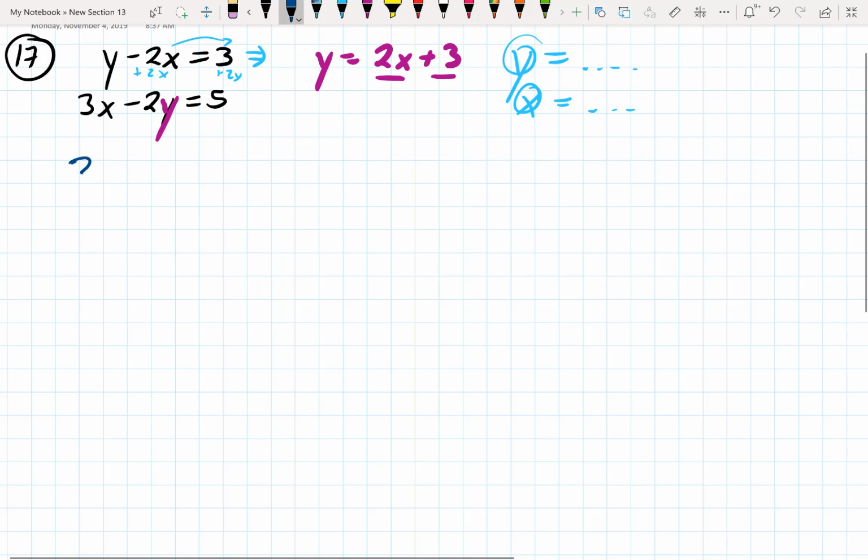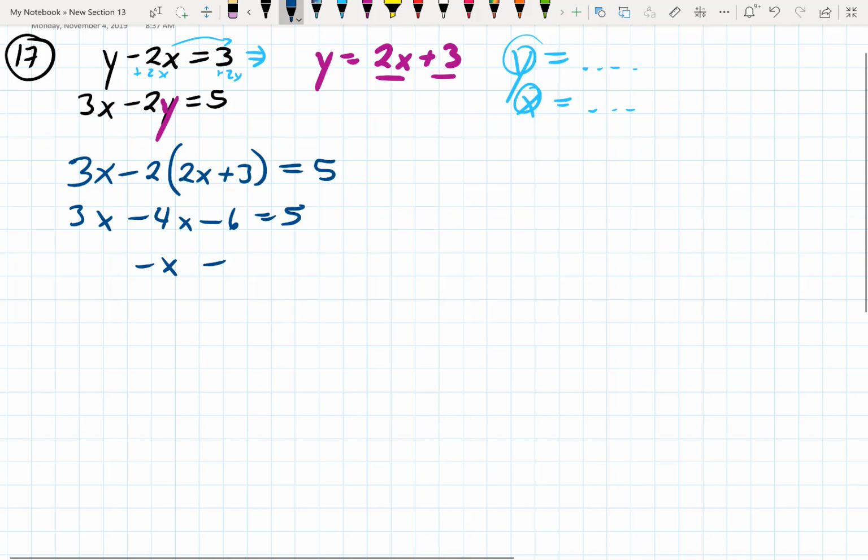So I'll just say that this is 3x minus 2, and then instead of saying y, I'm going to say what y equals, 2x plus 3, and that should be equal to 5. And then this just has one variable, so this is really nice to solve. Collecting like terms, adding the 6, and then dividing by -1.